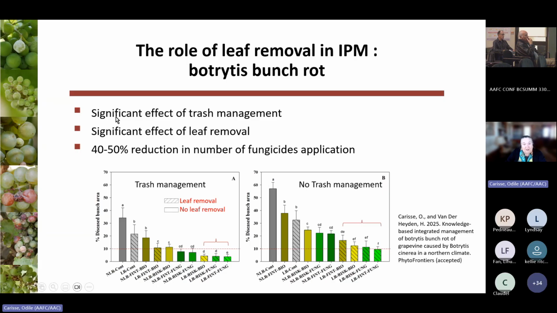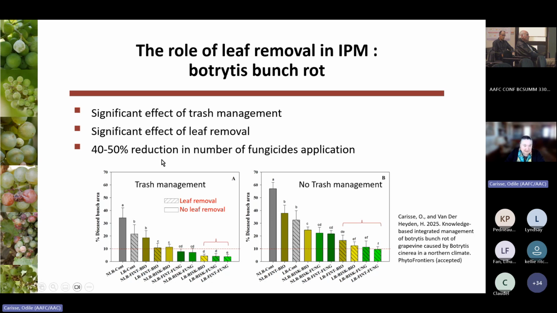So if we look at the results, there was a significant impact of trash management. Here you can see the scale is the same, but regardless of the treatment, there was much less botrytis when trash was removed. The ash-colored bars are those with the leaf removal treatment. With the exception of leaf removal as the sole treatment, we were able to keep the botrytis bunch rot below the 5% economic threshold when we applied biological control and chemical control based on risk.